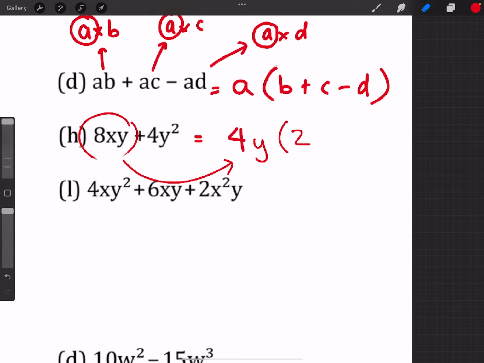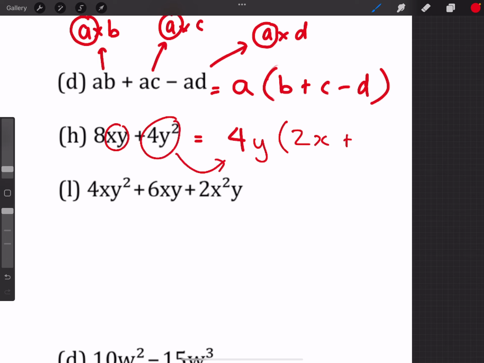Let's see, you got xy divided by y, that will just give me x. Plus, now what is 4y squared divided by 4y? 4 divided by 4 is 1. Y squared divided by y is just y. There you go.